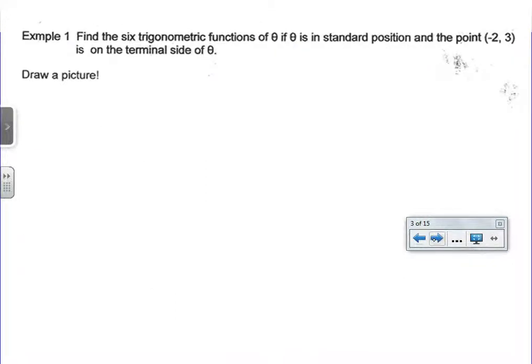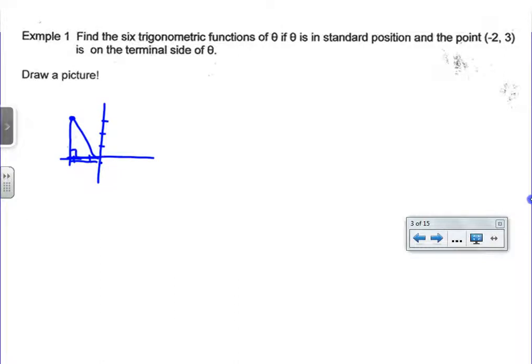So we're going to find the 6 trigonometric functions for a point, for theta, where the endpoint is at -2, 3. Now, I don't see a picture, and I really need a picture. So I'm going to draw myself a little picture. -2, and then 3 would be roughly right here. And the next thing I want you to do is draw yourself a right triangle. That should be on the axis.